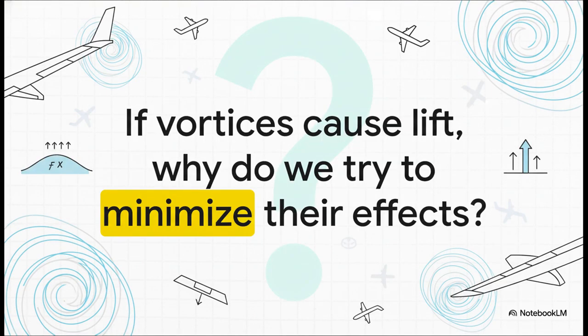But this leaves us with a really fascinating paradox, doesn't it? If this circulation, this vortex, is the very source of lift, then why do engineers put winglets on planes and work so hard to minimize those wingtip vortices? I mean, if vortices are what make us fly, why on earth would we try to get rid of them? Well, that's a story for another time.